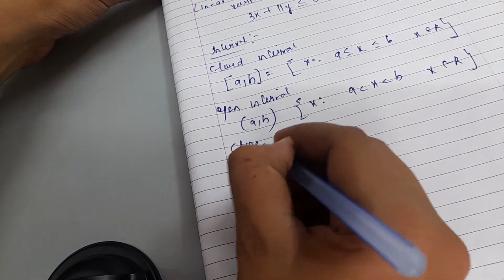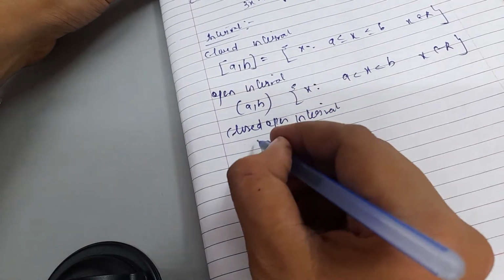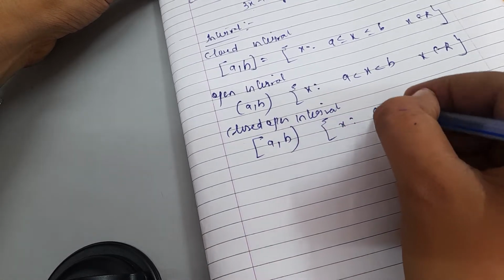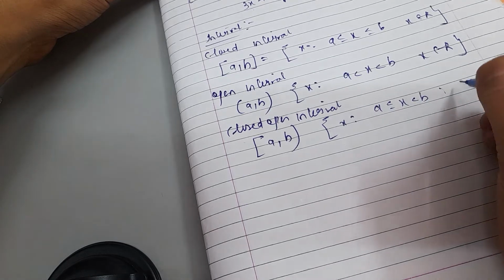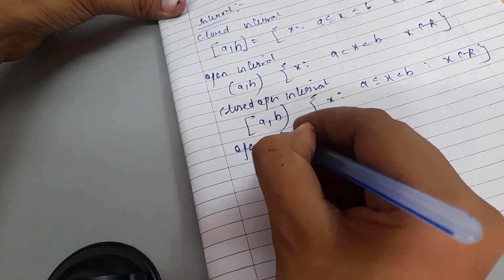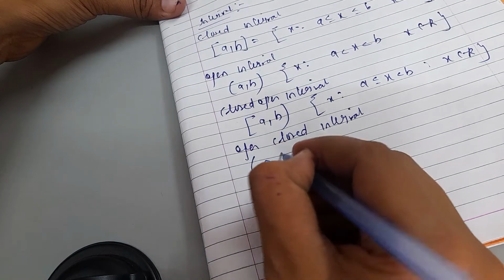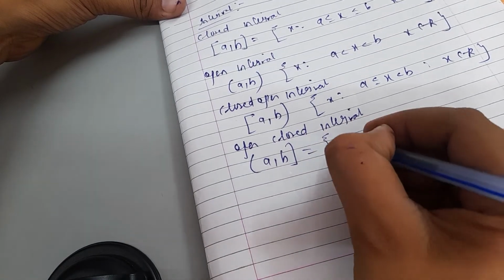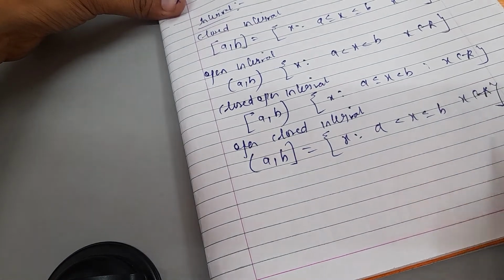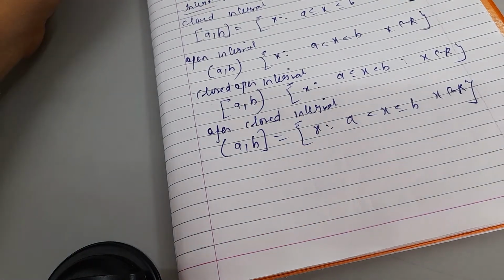Closed open interval. Closed open interval is of this form, a comma open b, means x such that a less than or equal to x less than b and x belongs to R. Open closed interval is of the form a less than x less than or equal to b, x belongs to R. Right? So this we are going to use when we'll start the exercise.